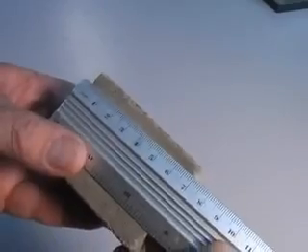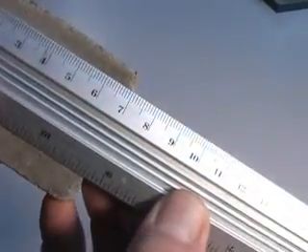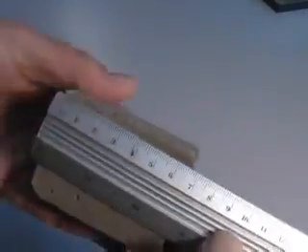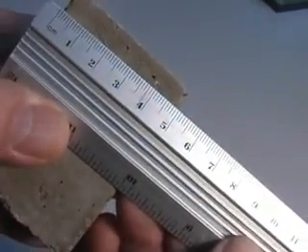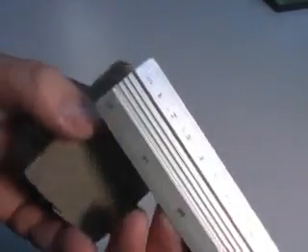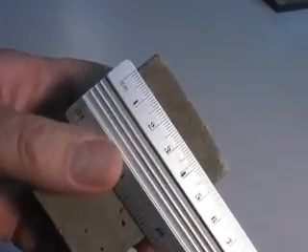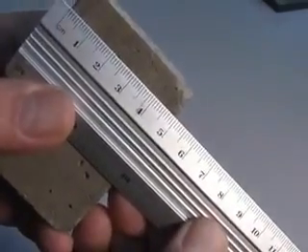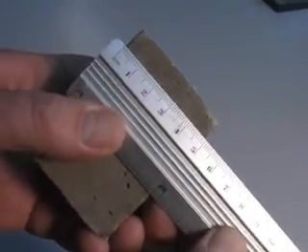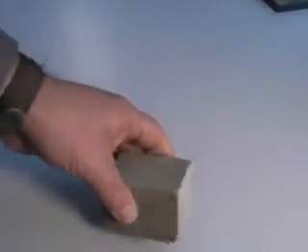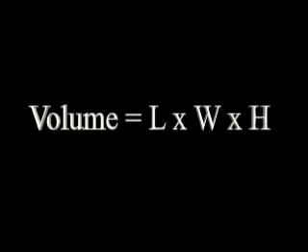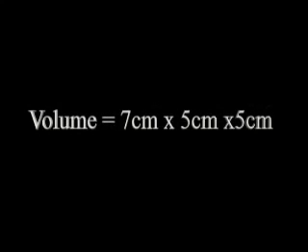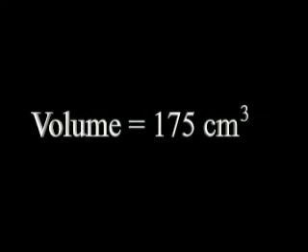The length of our concrete block is 7 centimeters. Its width is 5 centimeters, and its height is also 5 centimeters. 7 by 5 by 5 centimeters. Doing the multiplication, we find the volume is 175 cubic centimeters.